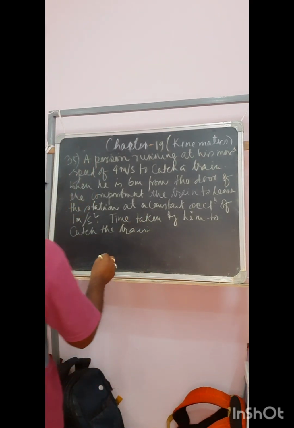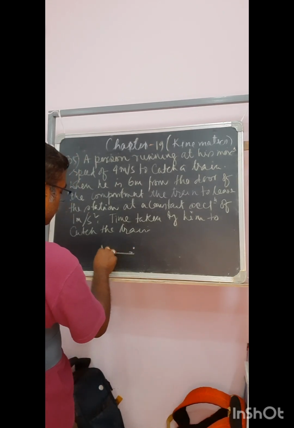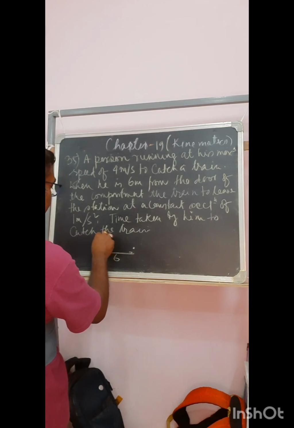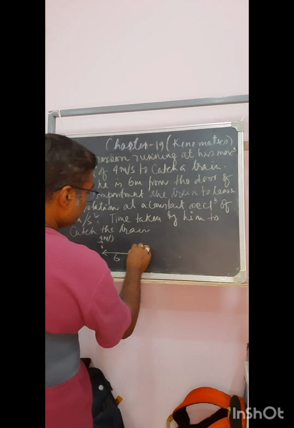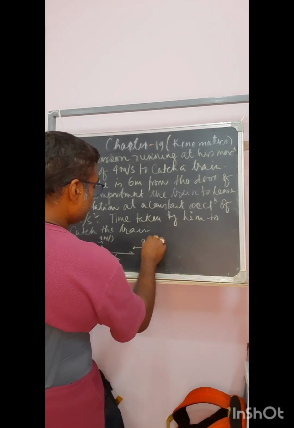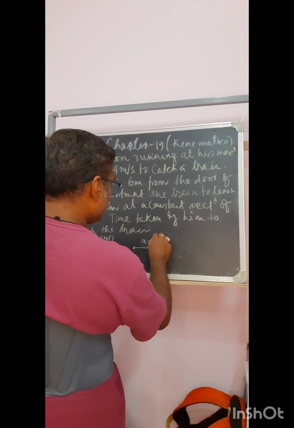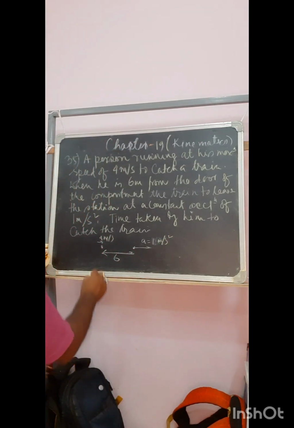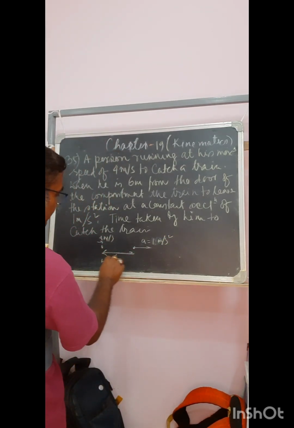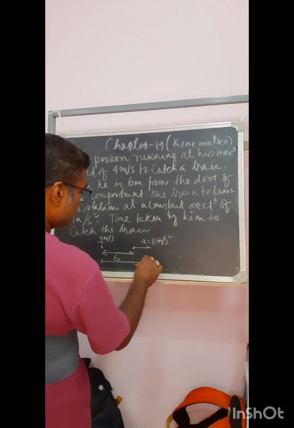Now you see the condition. The person where he's standing and the train are 6 meter apart, and he is already moving with a constant speed of 4 meter per second, and from there the train has also started moving with an acceleration of 1 meter per second square. So this is the situation. Let me assume that after the time t, he may catch the train.